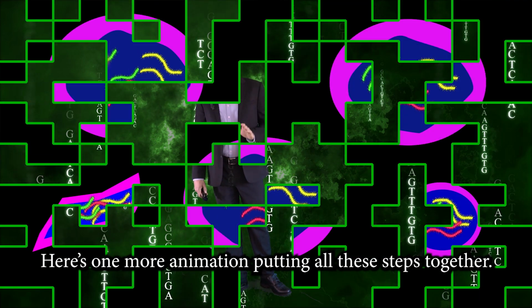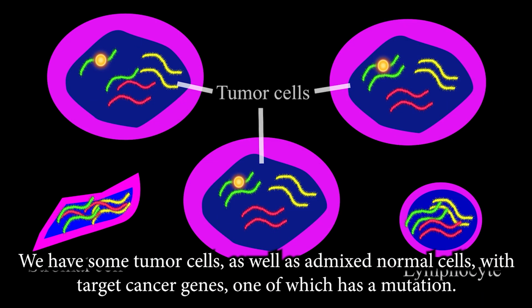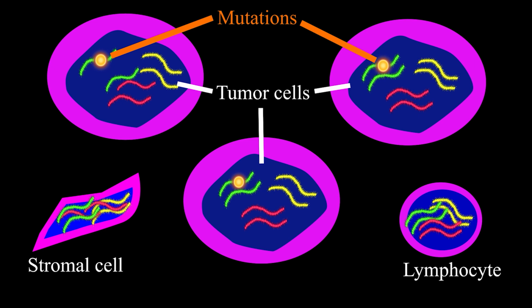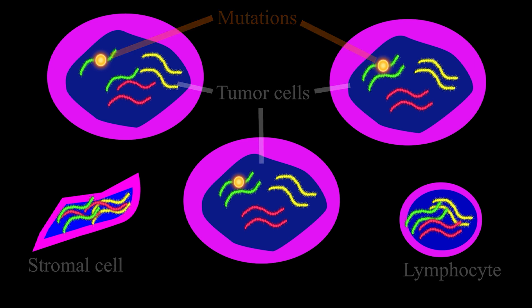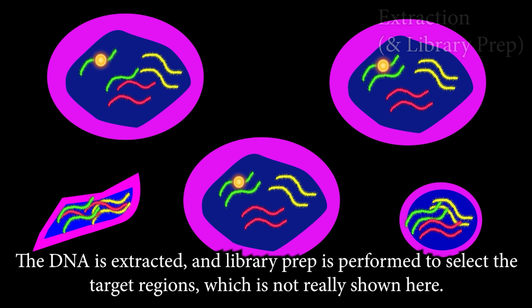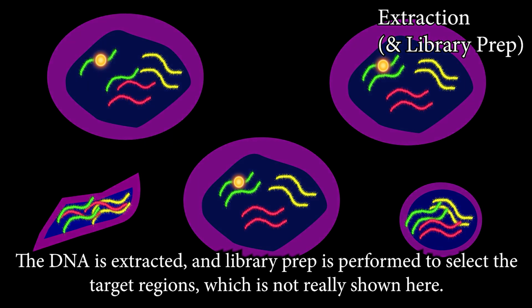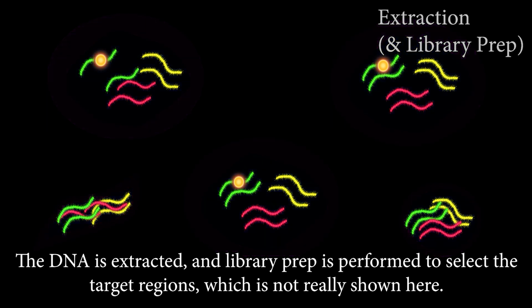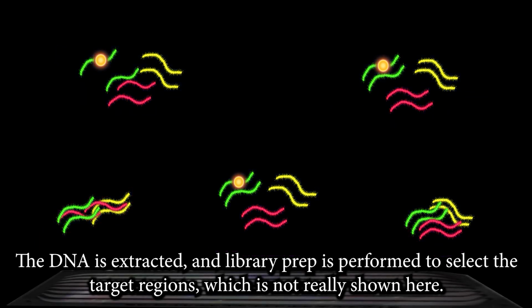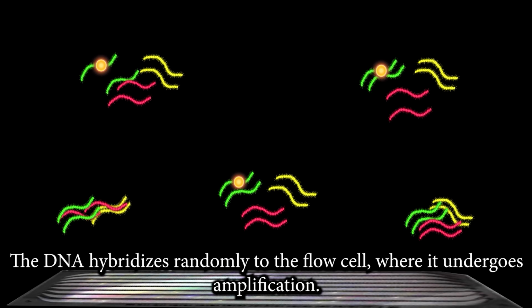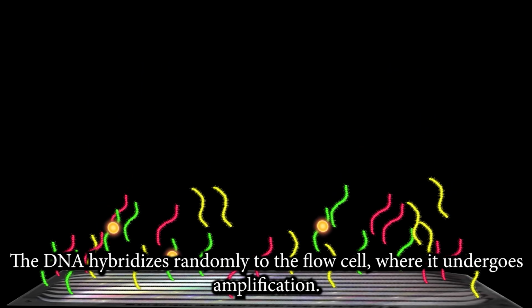Here's one more animation putting all of these steps together. We have some tumor cells, as well as admixed normal cells, with target cancer genes, one of which has a mutation. The DNA is extracted, and the library prep is performed to select the target regions, which is not really shown here. The DNA hybridizes randomly to the flow cell, where it undergoes amplification.